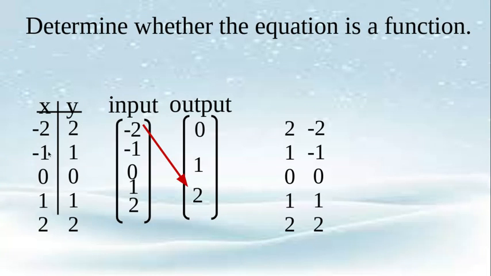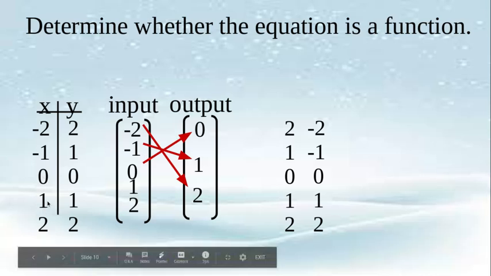So what's -1 go to? +1. What's 0 go to? 0. What's 1 go to? +1. What's 2 go to? +2. And then you got to check to see if it's a function.